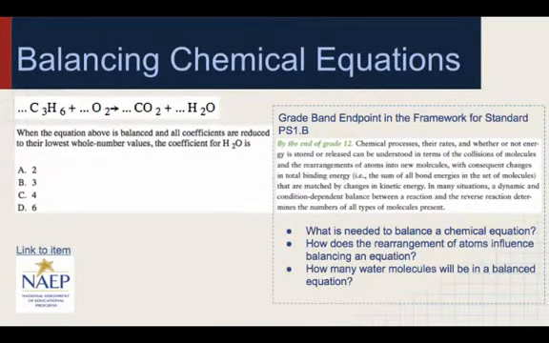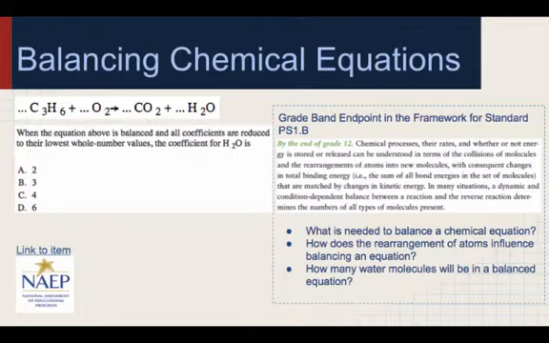When the equation above is balanced and all coefficients are reduced to their lowest whole number values, the coefficient for water is A, 2, B, 3, C, 4, D, 6. We are dealing with quantity. What are the big ideas for balancing chemical equations? How do we know when they are balanced? What does balanced mean in terms of a chemical equation?